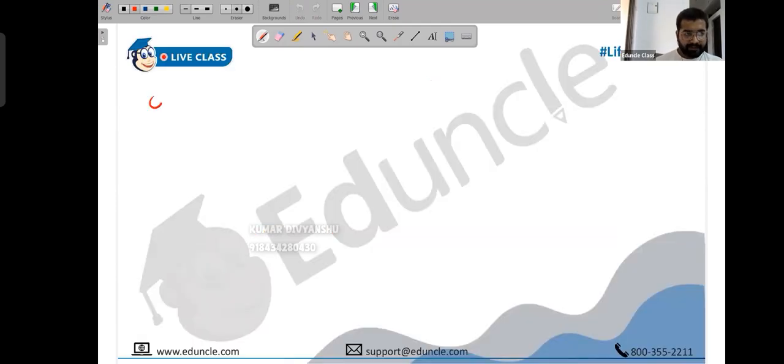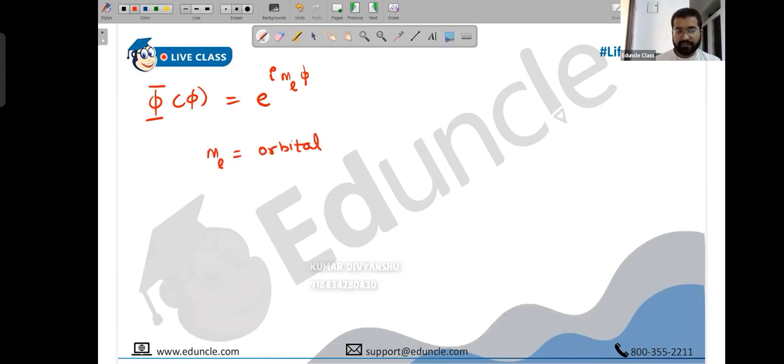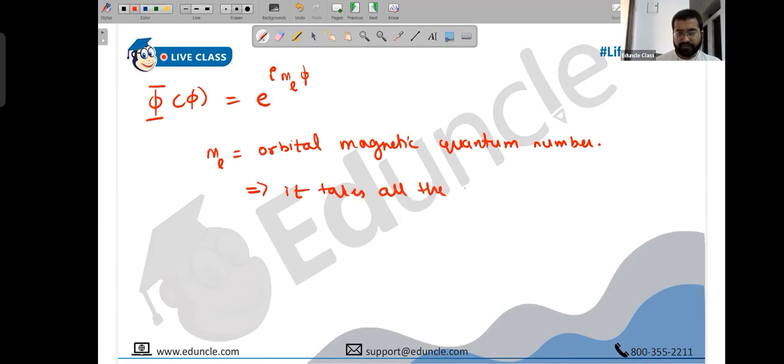Let's start with Phi. So this is the wave function associated with the azimuthal angle, which is a function of only phi. It's not a function of theta, it's not a function of r. It is found out to be e raised to i m_l phi. i is a complex number. What is m_l? m_l is the orbital magnetic quantum number. How do we calculate this? I will teach you in some time. m_l takes all the values from minus l to l.